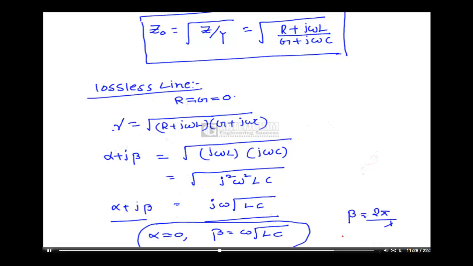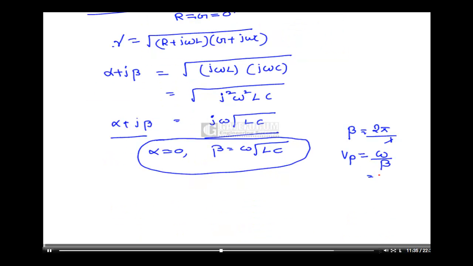For a wave, what is the phase velocity? Phase velocity Vp is equal to omega by beta. So, if you substitute here, the phase velocity is 1 by root LC. This is another kind of relation. We know it very well.